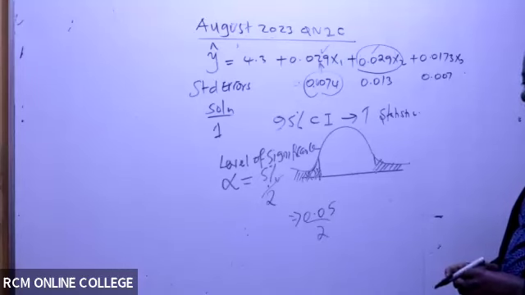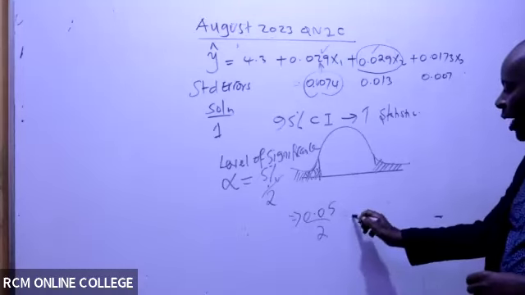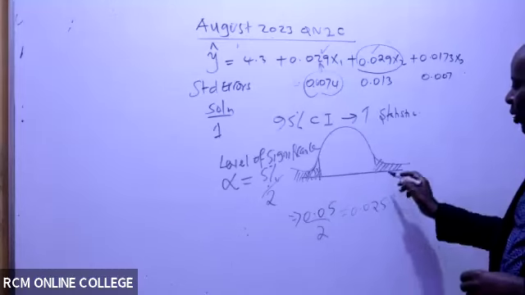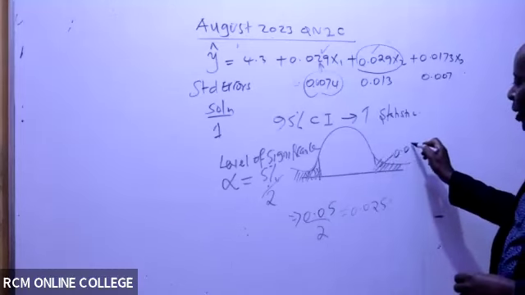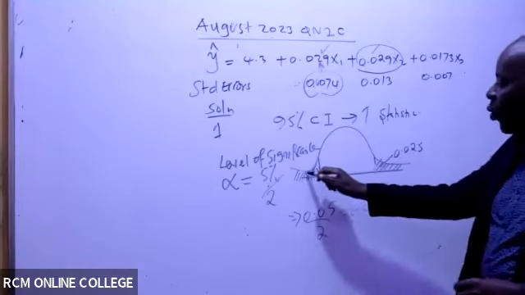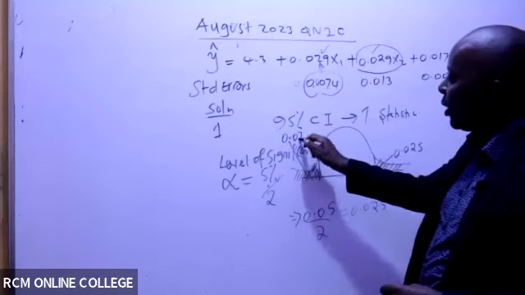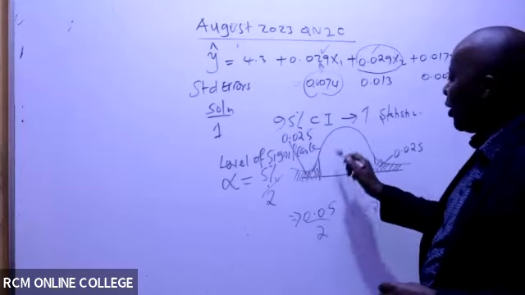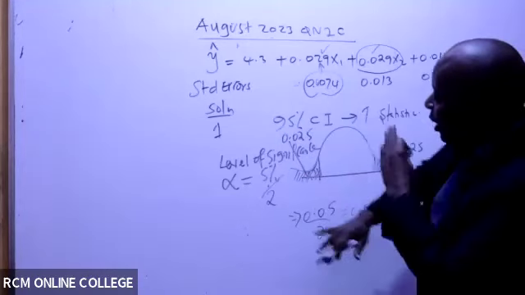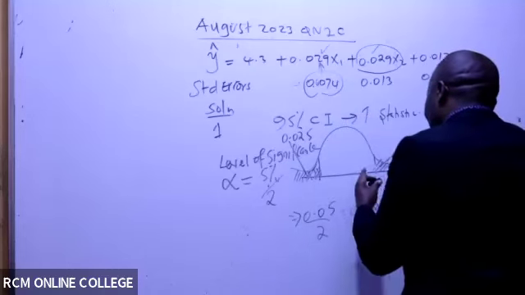Use your calculator. So this means we have 0.025. So this tail will be 0.025. This one will as well be 0.025. And then, of course, in between here, we have the 95%. We shall have accounted for 100%.